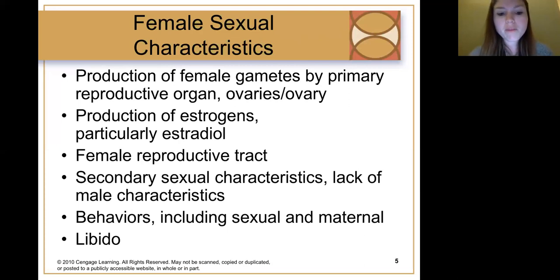You have the female reproductive tract, which has quite a few different parts, so we'll discuss that in a little bit. And then secondary sexual characteristics for the female are basically just a lack of those male characteristics. So they pretty much don't have any. So when you think secondary sex characteristics, think about, the male has those and the female doesn't. And then different behaviors, including sexual behaviors and maternal behaviors.